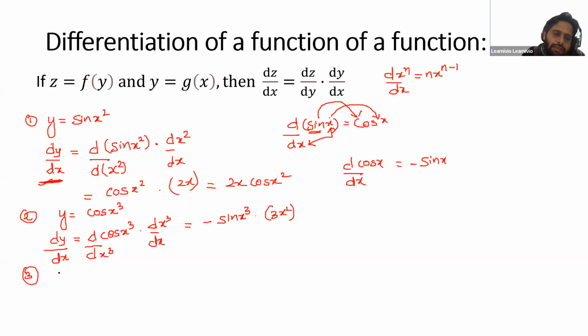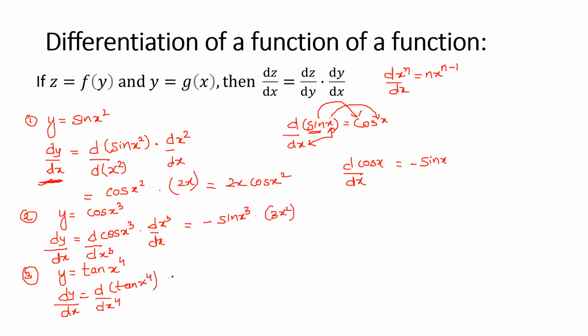Please check next. Suppose we have y is equal to tan x to the power 4. dy by dx is equal to tan x to the power 4. So Krishna, with respect to what we will differentiate it? X to the power 4, then x to the power 4 with respect to dx. So what's the derivative of tan? Sec square x. Whatever the angle is here, we'll write like this only, and the derivative of this is 4x cube.